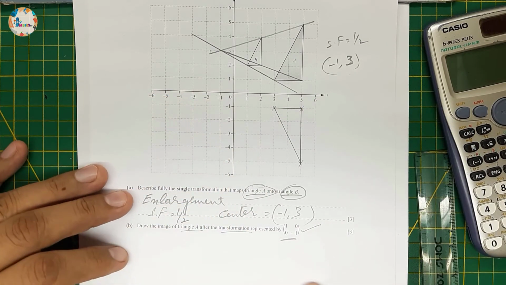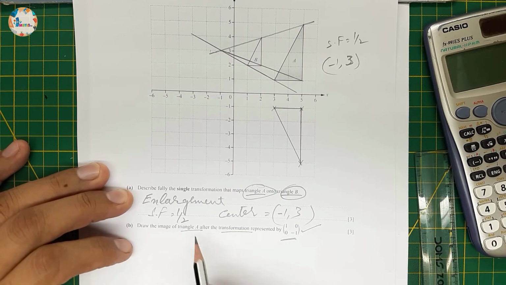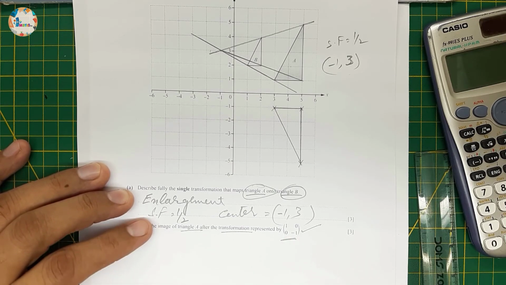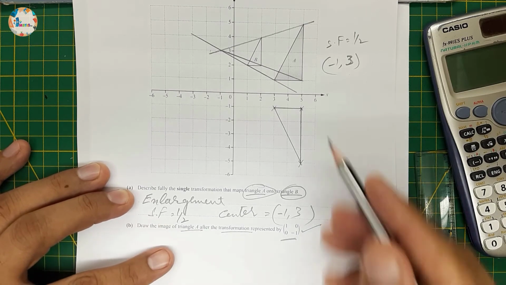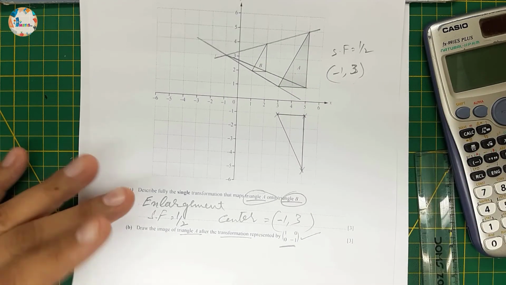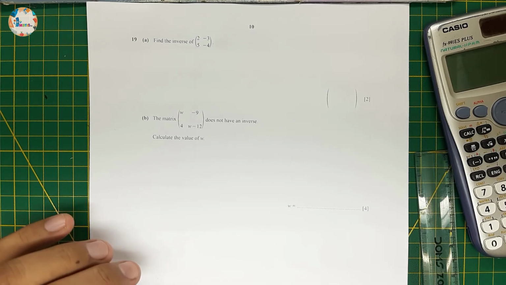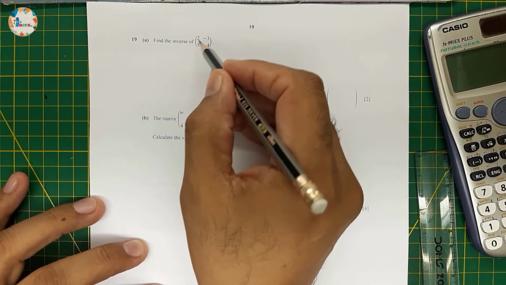So this will be the image of A after the transformation represented by this. So this will be our answer to this part. This will be the reflection of this. Now question number 19, find the inverse of this. Basically we have to find the inverse of this matrix.